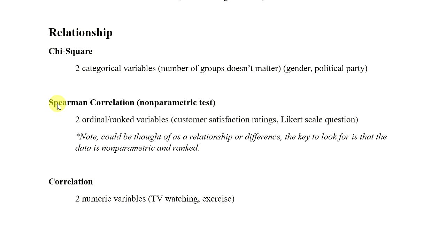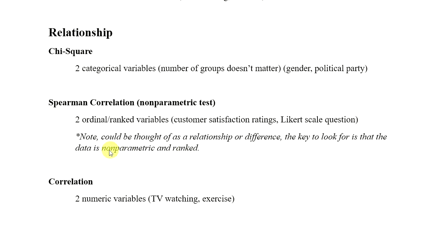Then we get to the Spearman correlation. For this one, I just want to note it could be thought of as a relationship or a difference. So either one works. When you're doing your hypothesis, it doesn't really matter if you say there is no relationship or there is no difference. Either one really can work. But the key thing to look for, for example, when you're taking your quiz, is that it will clearly state in the quiz that the data is non-parametric and ranked.